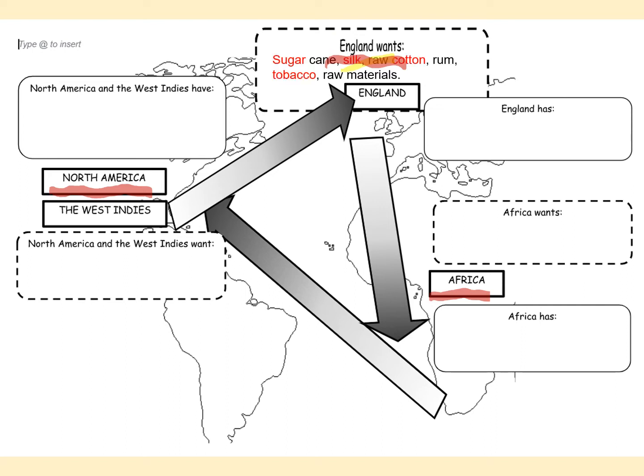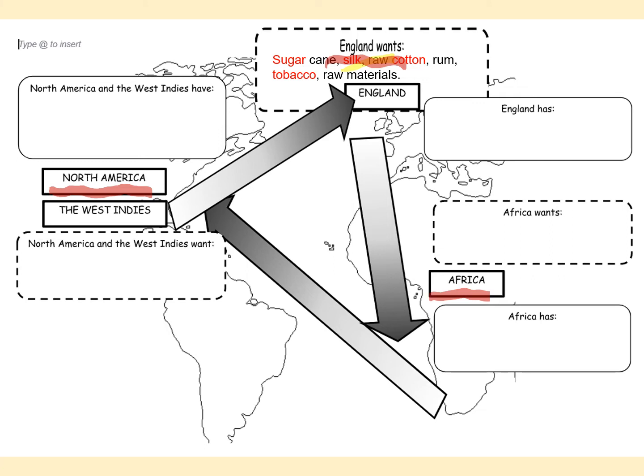England, of course, England wanted sugarcane, raw cotton, rum, tobacco, and other raw materials. They needed these things so that they could produce finished goods that in turn they could turn around and sell them back to the colonies from which they came. That's very important to remember. England is a very old country. It's been around for a really, really long time. And their raw materials are nearly depleted on their island, their country. And so they need these things in order to create those finished goods.